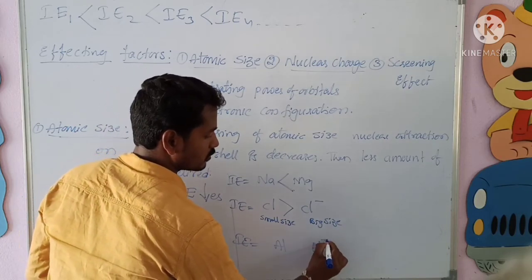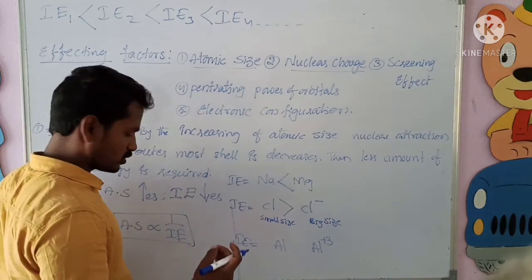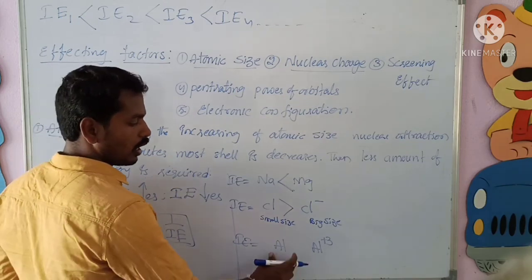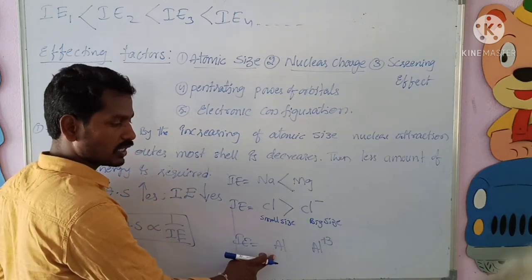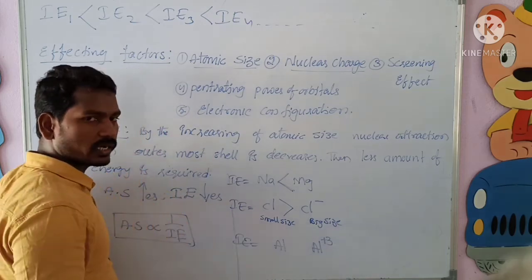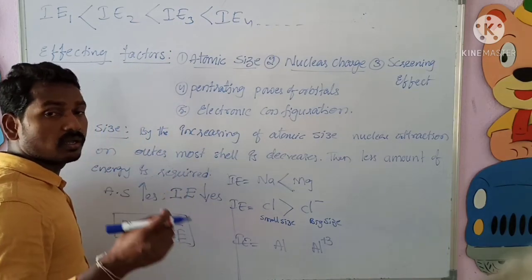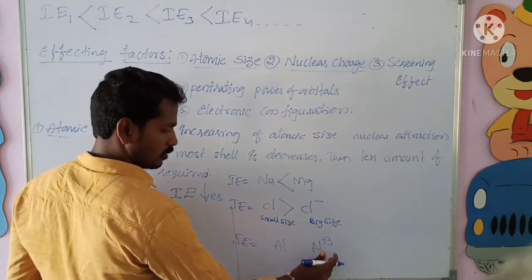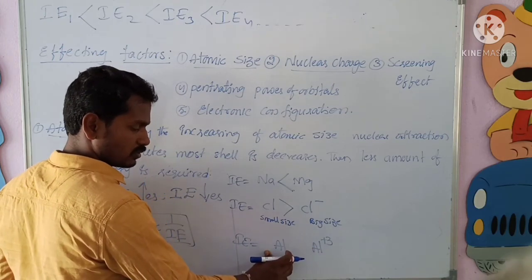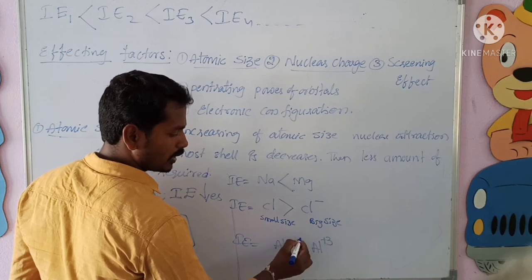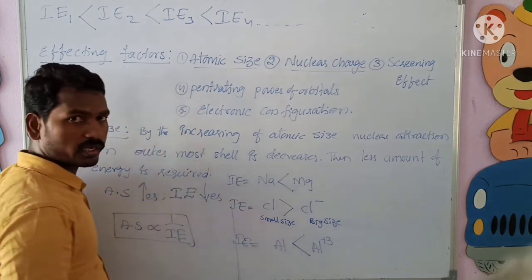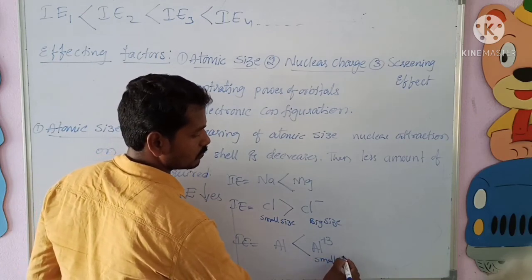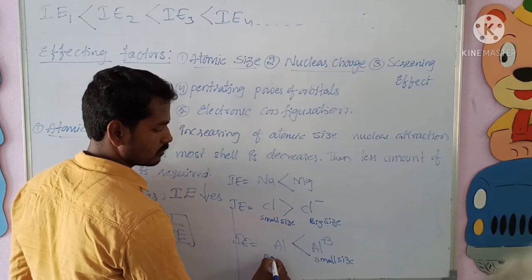Next one, Al and Al plus 3. In this case, which has more size and which has less? Aluminium has more size, and Al plus 3 has less size. By the increasing of positive charge, atomic size decreases. Due to the small size, Al plus 3 has more ionization energy, because it has a small size, while Al has the big size.